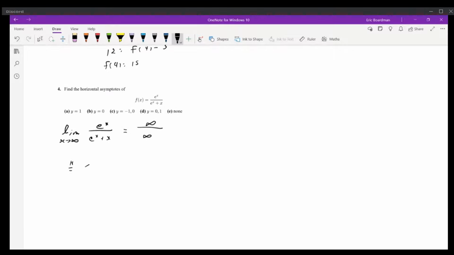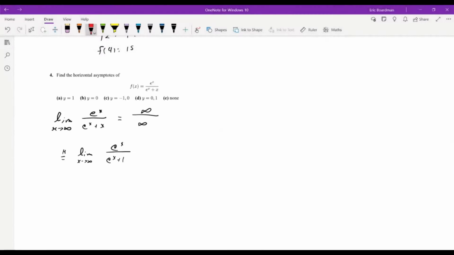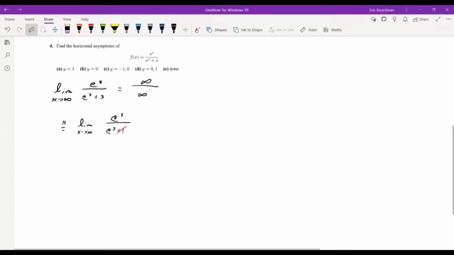But this will equal the limit as x goes to infinity of e to the x, which is the derivative of e to the x. And then the derivative of the bottom is e to the x plus 1. And I could use L'Hopital's rule again. But the thing is, as x approaches infinity and it gets really large, this 1 is pretty much just going to vanish. So this is effectively the limit as x goes to infinity of e to the x over e to the x, which is actually what you'd find if you would do L'Hopital's rule again. But this is just 1, because e to the x over e to the x is just 1. So this limit approaches 1.